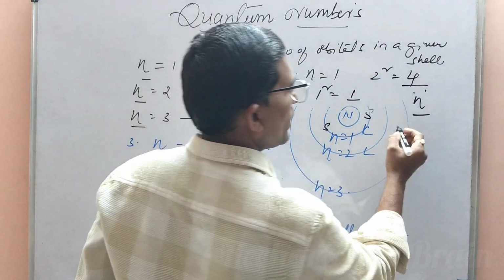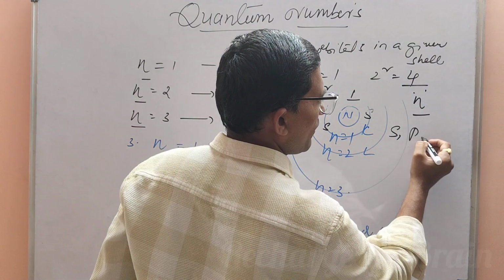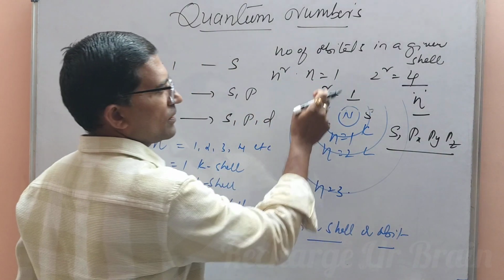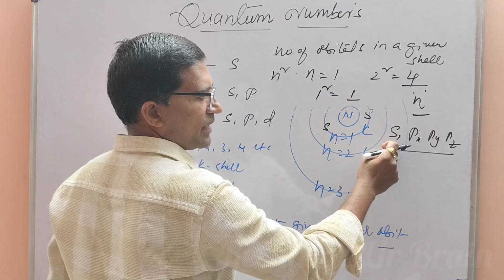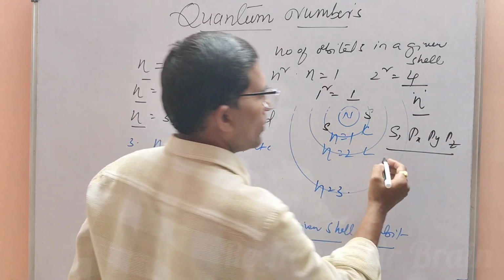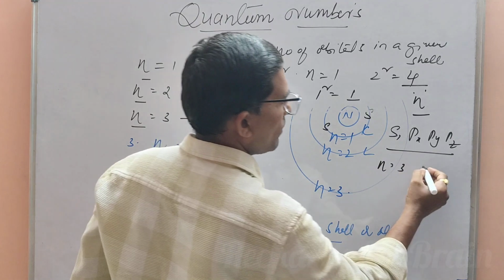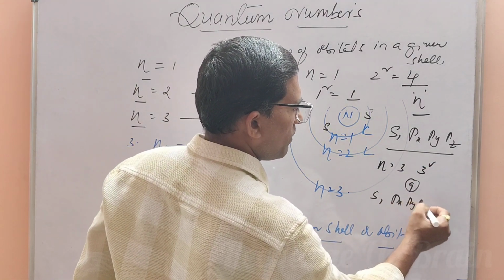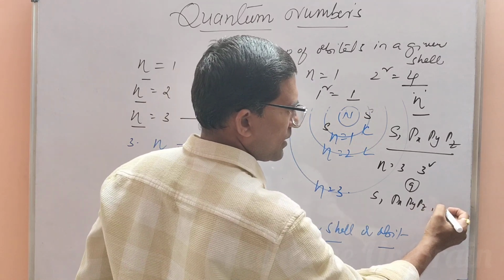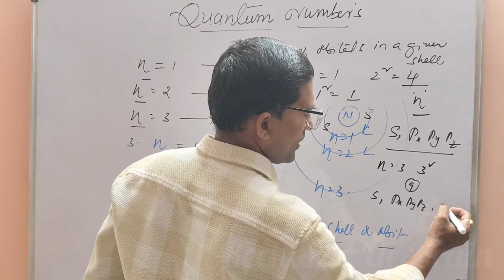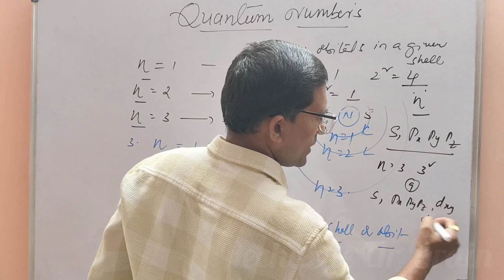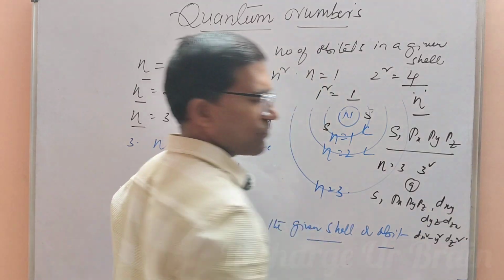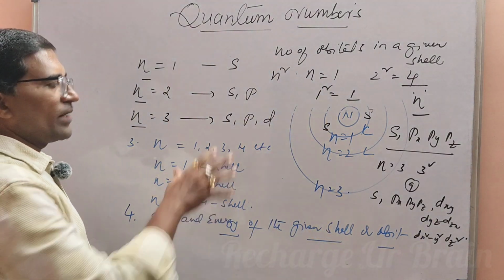4. So we have the s orbital, and in p we have 3 types, px, py, pz. So there are 4 in total. 2 square is 4: 1 is s, next is px, py, pz. Now if I take n is equal to 3, it becomes 3 square, how much? 9. S is 1, in p, px, py, pz, and in d, 5 orbitals are there: dxy, dyz, dzx, dx square minus y square, dz square. Understood? Like this we can find out.